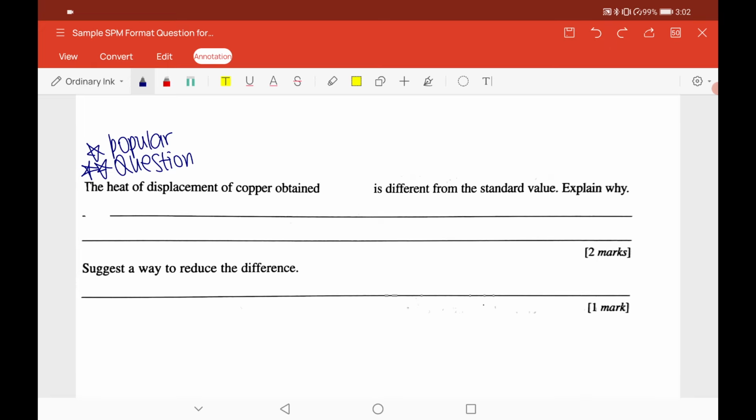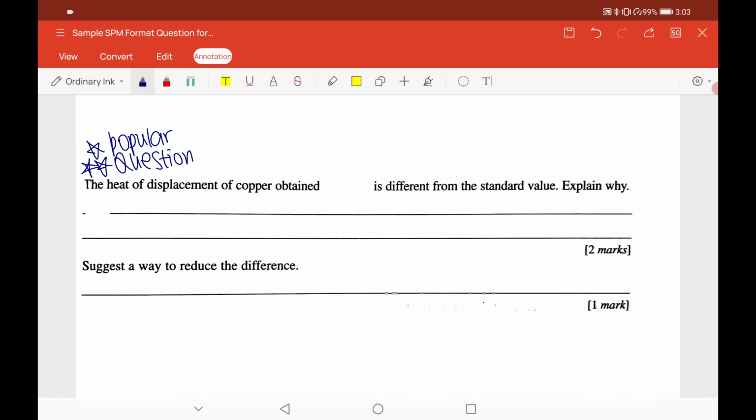The question gives us 2 marks here, so there are 2 points you should write. Point number 1, you must mention how the heat differs from the standard value. Remember, standard value is always the theoretical value, the value in theory. When we do an experiment, you must understand that all the heat that we calculate, all the heat that we get during the experiment, is always lesser than the theoretical value.